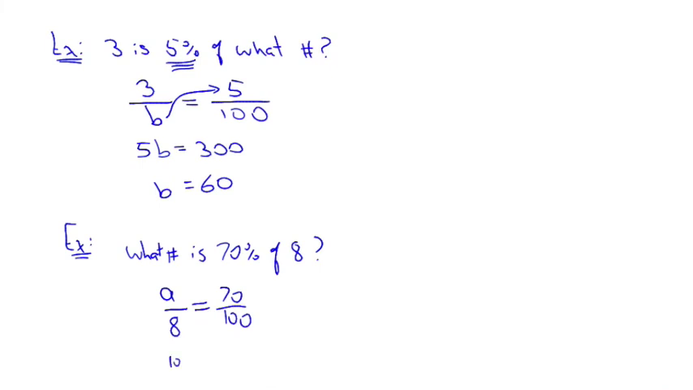So this becomes 100A is equal to 560, I think. I'm never good with my multiplication tables. You're right. Divide both sides by 100 and you get 5.6. So 5.6 is 70% of 8. So another way of looking at this fraction is is over of is equal to percent over 100. If you look at the first one, 3 is, so it goes in the top. This one over here, of 8, goes in the bottom, and the percent just goes where it goes.